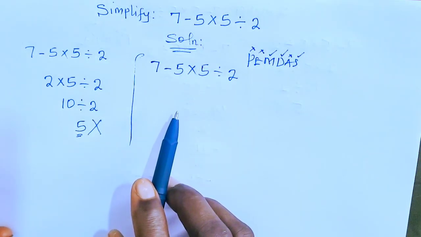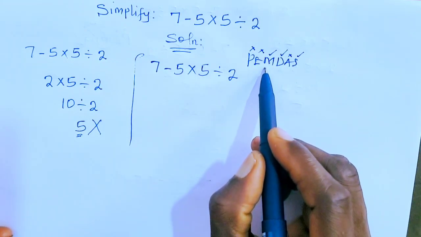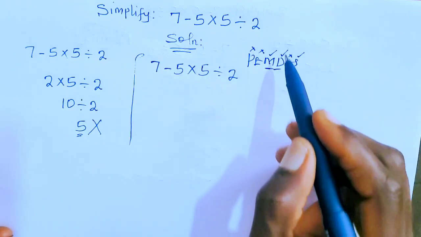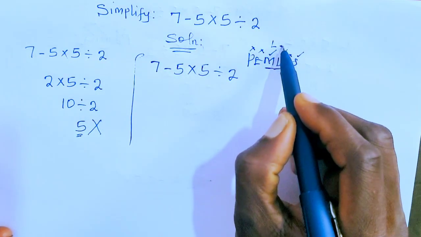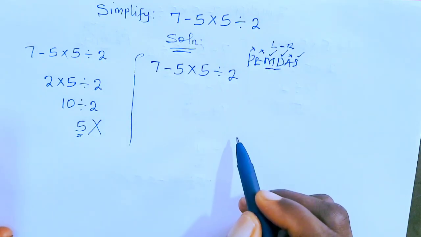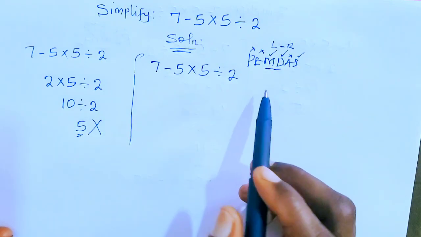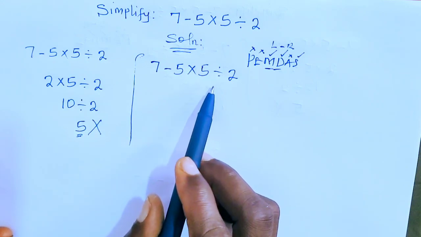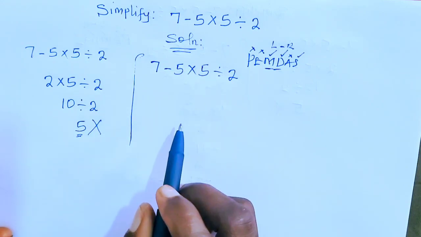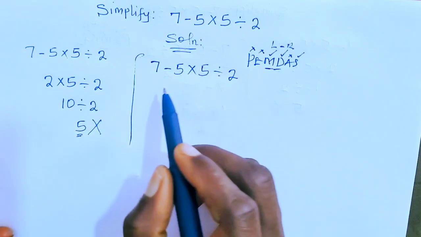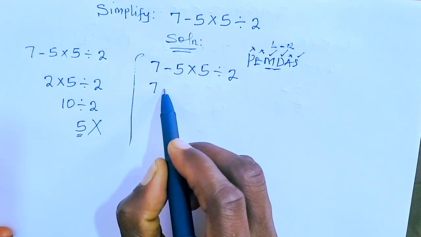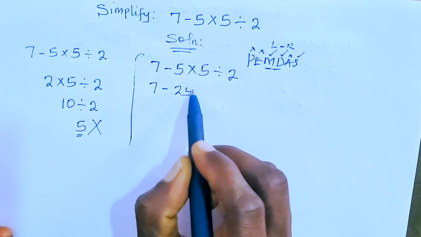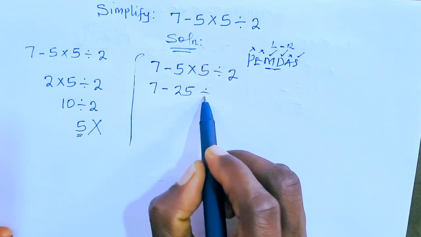But right here, multiplication and division have the same precedence. As such, the order here is from left to right. Then as such, we are going to start with multiplication first before division and subtraction. Right here, we are going to have 7 minus 5 times 5, that gives 25, divided by 2.